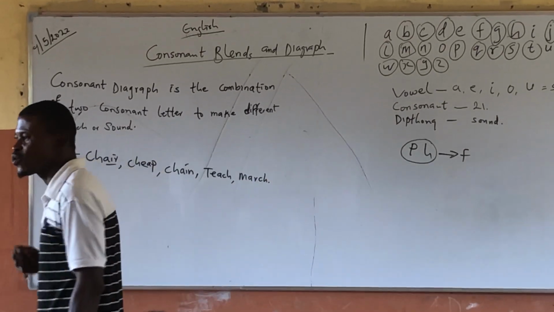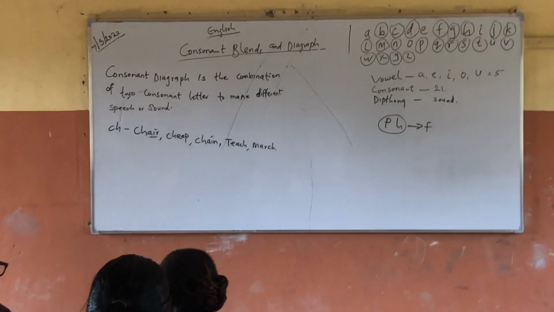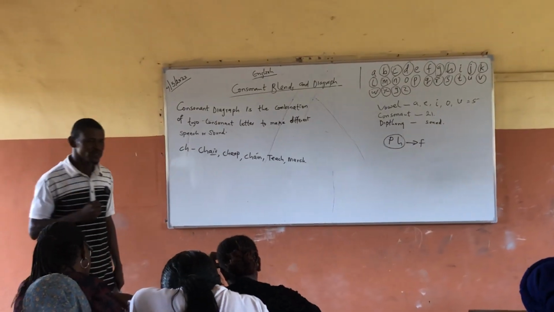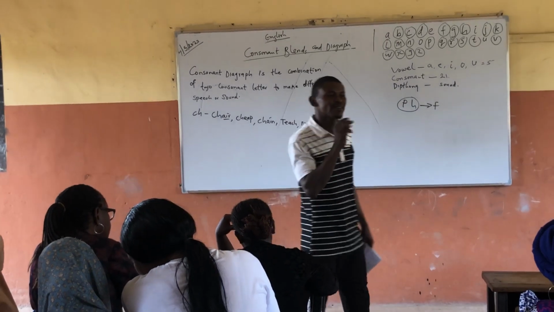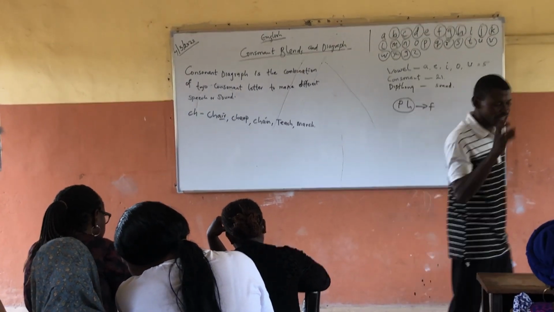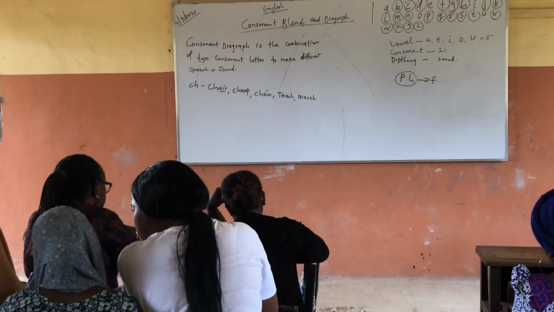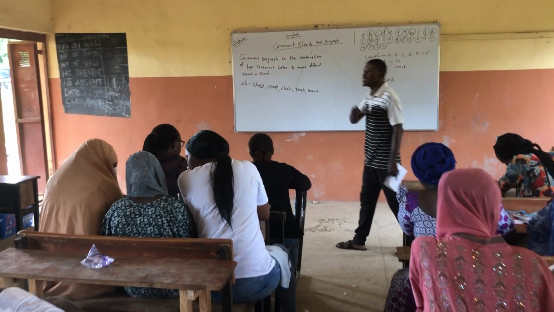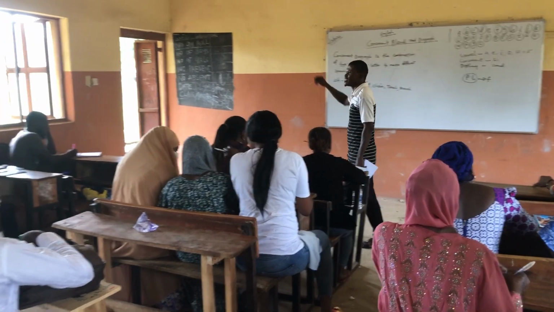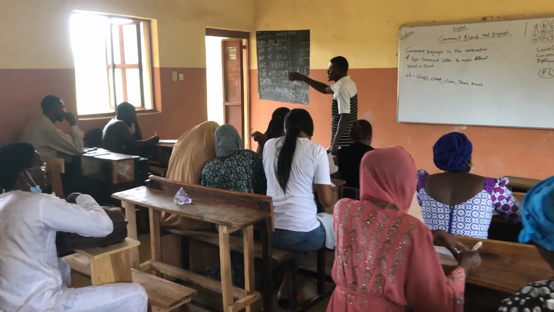Okay, somebody equally mentioned church. That one has a double CH. CH appears twice, from the beginning and the end. Is it right? Yeah. Are you getting it?